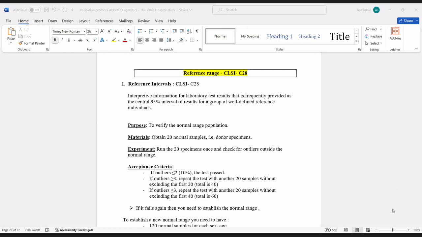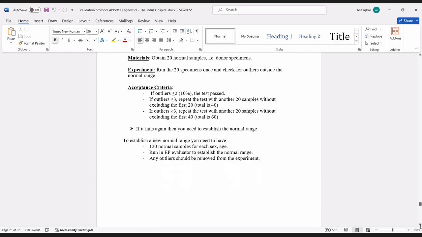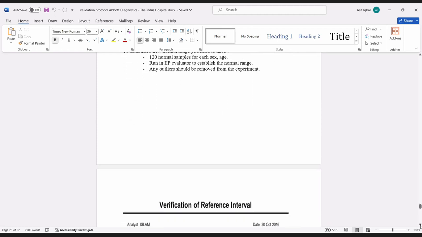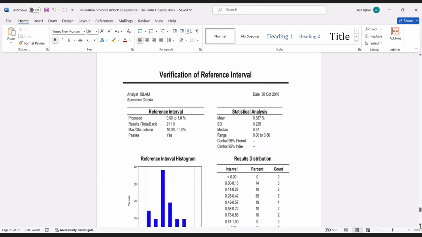If you go a little bit down, you can see that to establish a normal range, you need 120 normal samples for each sex and age. If you are evaluating the pediatric or neonatal range, you need 120 normal samples for male and 120 normal samples for female, and run them in EP Evaluator to establish the normal range. Any outlier should be removed from the experiment if it exists. So a minimum of 120 samples is recommended.